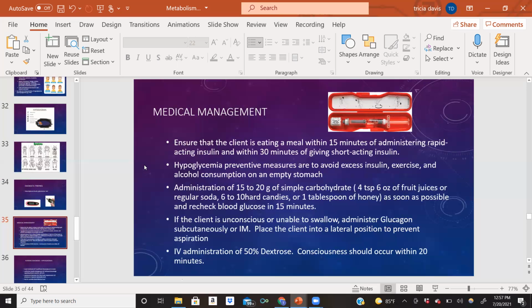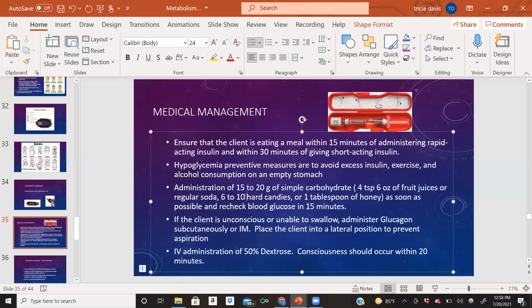If we're in a hospital and we check our patients' blood sugar and it's less than 60 or 70, whatever your policy is, the first thing we want to do is bring that blood sugar up. So if your patient is conscious and can swallow and eat, we want to administer 15 to 20 grams of some type of simple carbohydrate, usually 4 teaspoons to 6 ounces of fruit juice or regular soda. We can give them 6 to 10 hard candies, or we could even give them a tablespoon of honey.